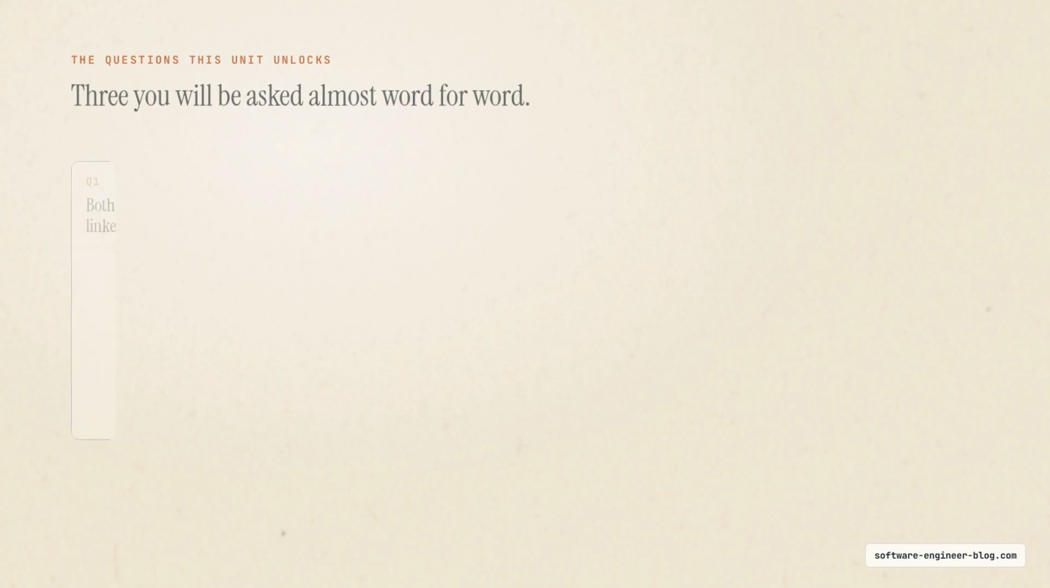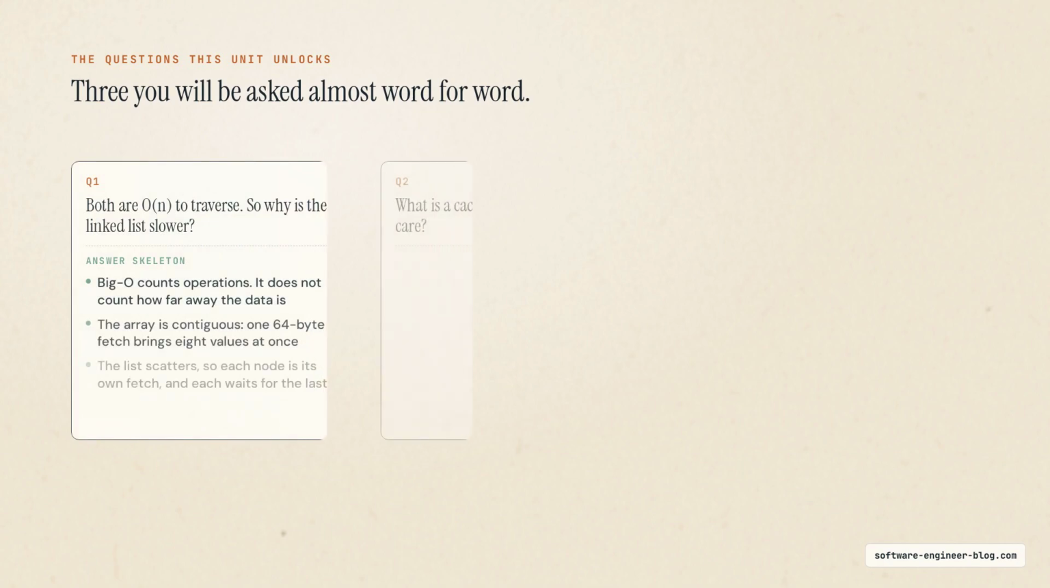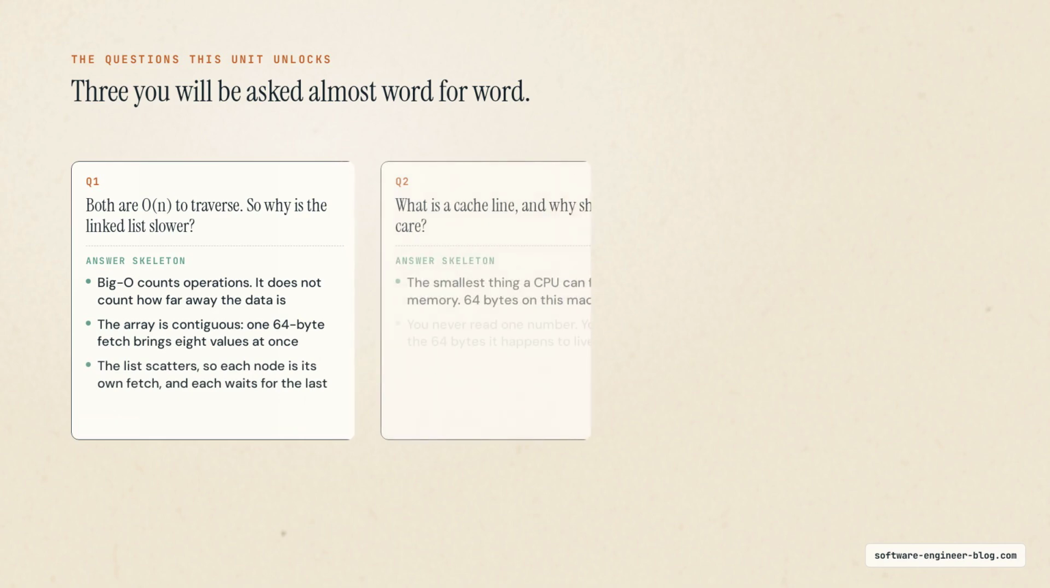Here are 3 questions you will be asked almost word for word. First, both are O(n) to traverse, so why is the linked list slower? Big O counts operations, not distance. The array is contiguous, so one 64-byte fetch brings 8 values. The list scatters, so each node is its own fetch, and each one waits for the last.